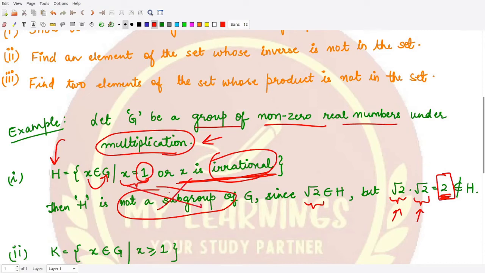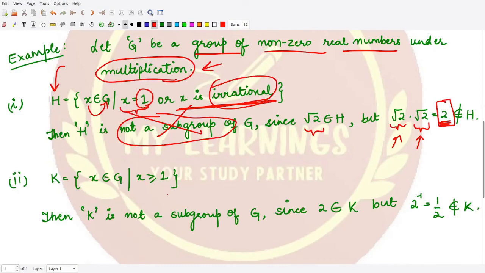Next, let us see, for the same group G of non-zero real numbers under multiplication, if we have another subset K which is defined by taking all the elements x of G such that x is greater than or equal to 1, in that case we say K is not a subgroup of G.